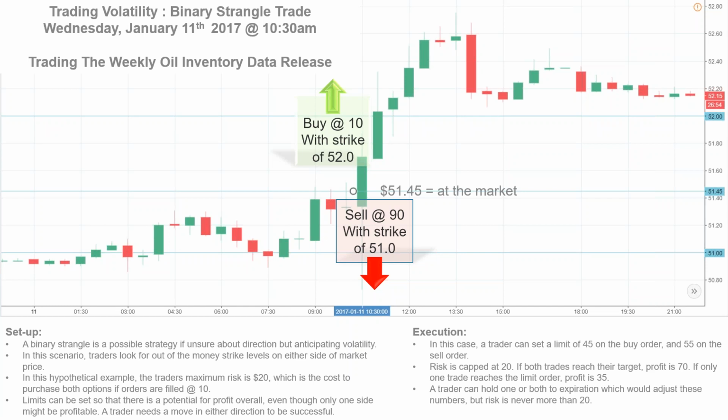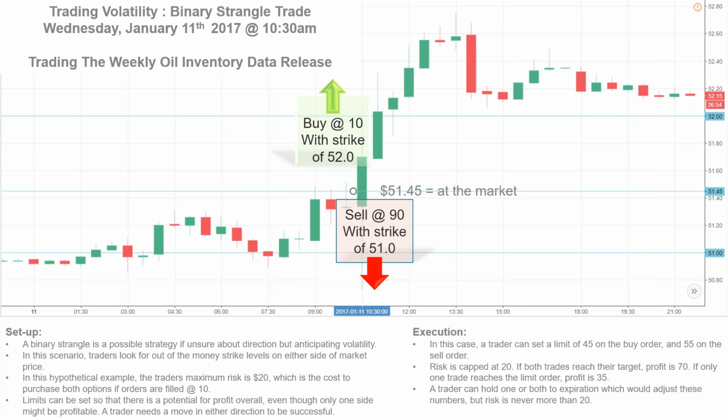new president, inauguration coming up. So a binary strangle is a strategy if you're unsure about direction, as I said, but you're anticipating volatility. So what you would do in this example is you would buy a strike above the underlying market. You would sell a strike below the underlying market. And what you're looking for as a trader is for it to move one way or the other. In some cases, it could touch both strikes, potentially. And you could have one or both positions potentially be profitable.